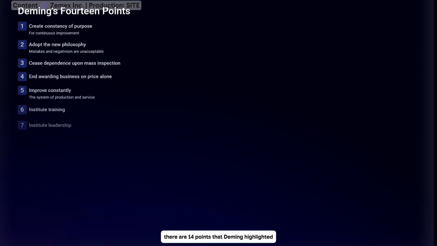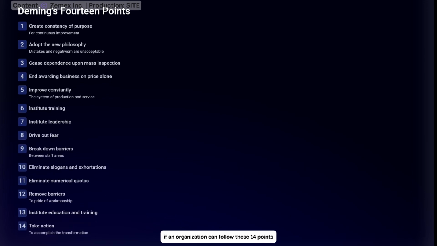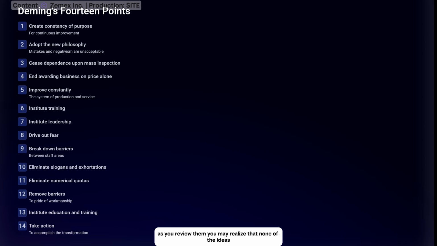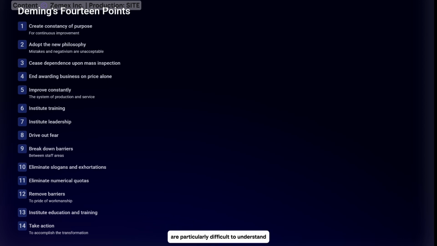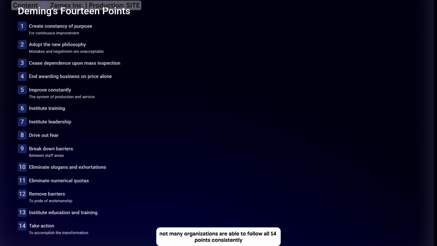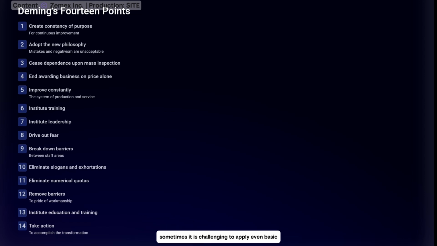There are 14 points that Deming highlighted. If an organization can follow these 14 points, it may be able to produce high-quality outputs. It is not necessary to memorize all of them, but it is useful to briefly go over each point. As you review them, you may realize that none of the ideas are particularly difficult to understand. However, not many organizations are able to follow all 14 points consistently. Sometimes it is challenging to apply even basic and fundamental principles in practice.